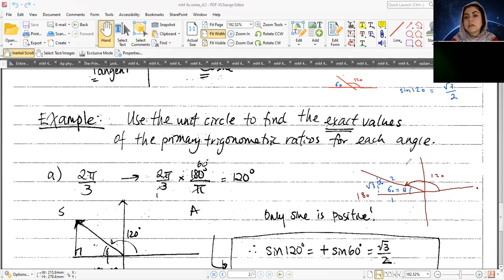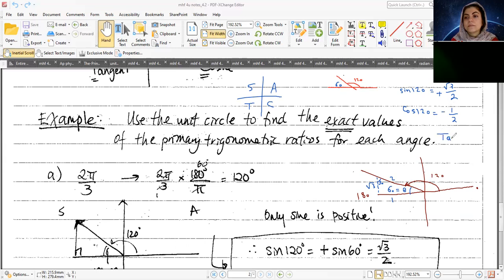Now I need to ask whether the sign here is positive or negative. You need to know the CAST rule. CAST. In this quadrant, sine is positive, so it's going to be positive here. Now cosine of 120. Cosine of 120 is equal to, cosine is going to be what? Adjacent over hypotenuse, 1 over 2. Is it positive or negative? Here just sine is positive, which means the rest should be negative.